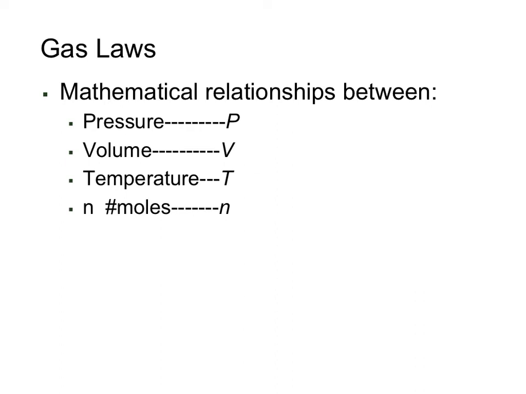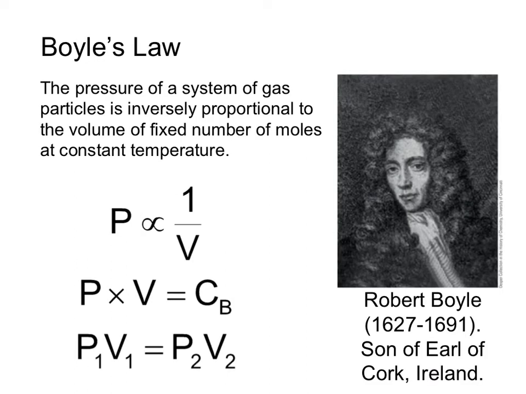The gas laws that we investigate in this video are going to be the result of the mathematical relationships between the 4 different things that gas properties depend on: the pressure, volume, temperature, and our number of moles. The first one that we're going to look at is known as Boyle's law. Boyle's law investigates the relationship between the pressure and volume of a gas sample, assuming that the temperature and the amount of moles are held constant.